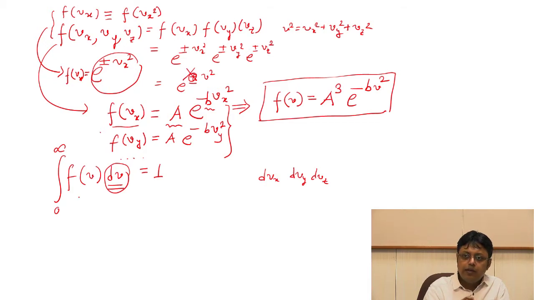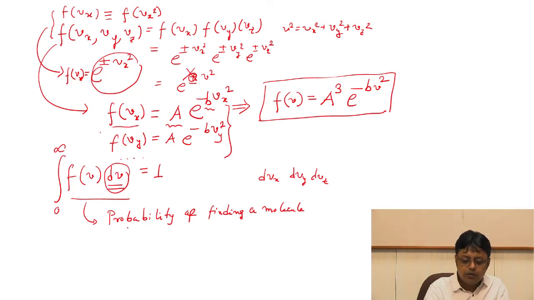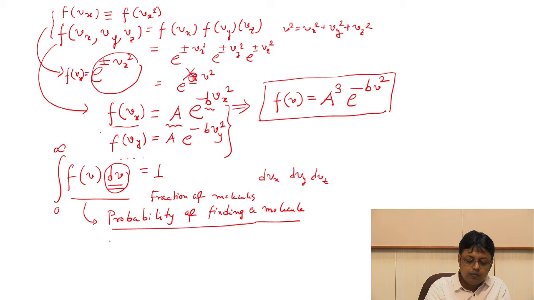What is f of v dv? f of v dv is basically the probability of finding a molecule, which is basically the number of molecules divided by the total number, which you can also say the fraction of molecules, instead of probability of finding a molecule between speed range v to v plus dv.